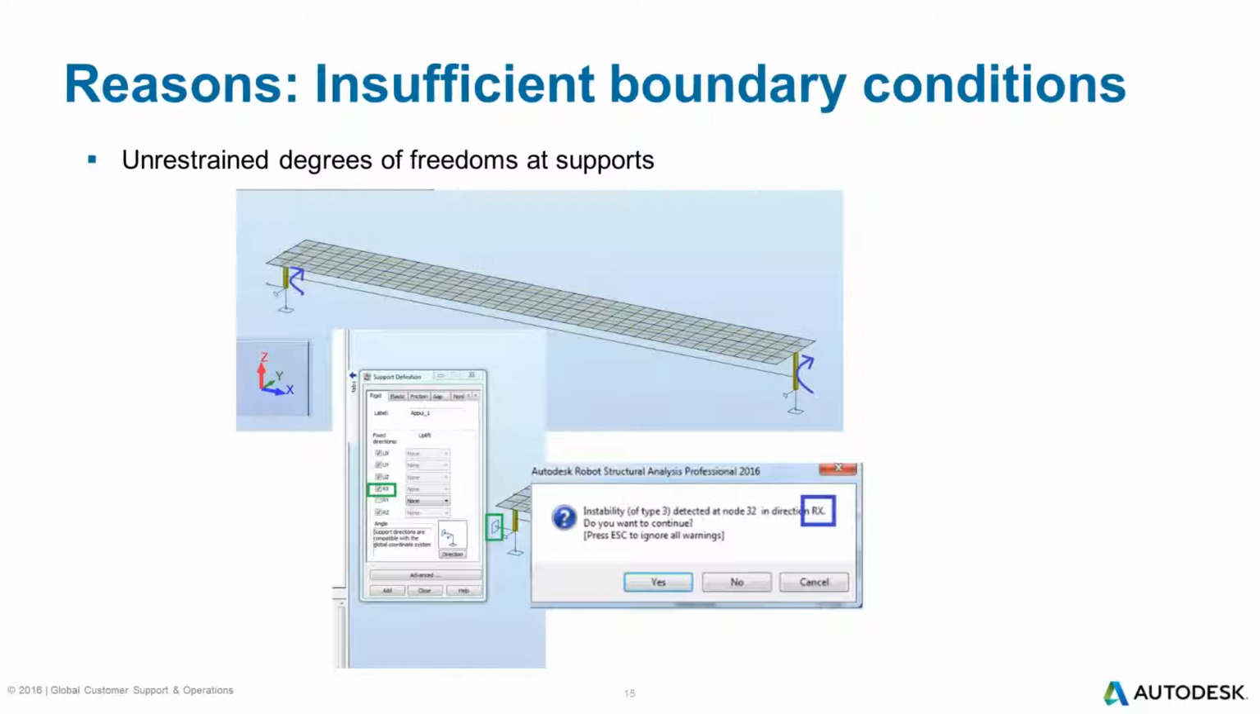Very often, the instability is caused by missing restraints in supports, especially for degrees of freedom that don't correspond to any of the applied loads, so they are considered as not needed. A good example is the structure shown on this slide, where somebody forgot about rotations as only vertical loads were defined.